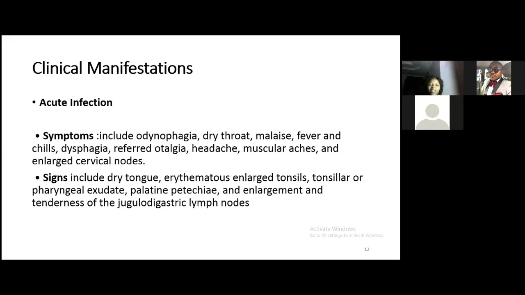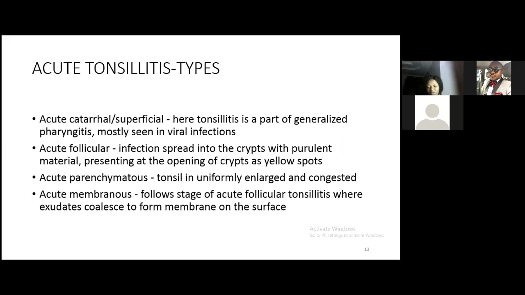Could see palatine petechiae and enlargement and tenderness of the jugulodigastric lymph nodes. Now, we have different types of acute tonsillitis: the acute catarrhalis, the acute follicular, the acute parenchymatous, and also the acute membranous.